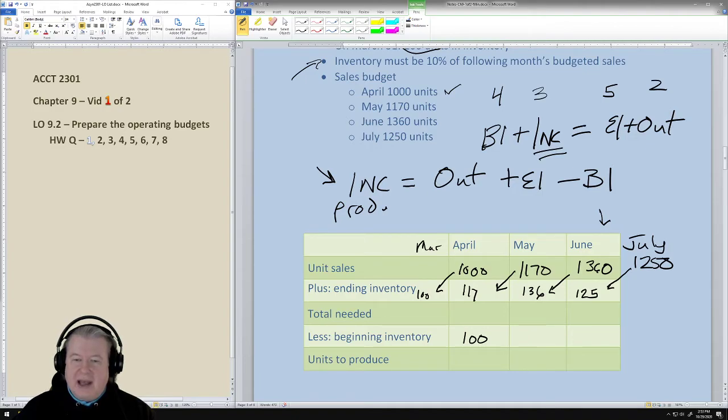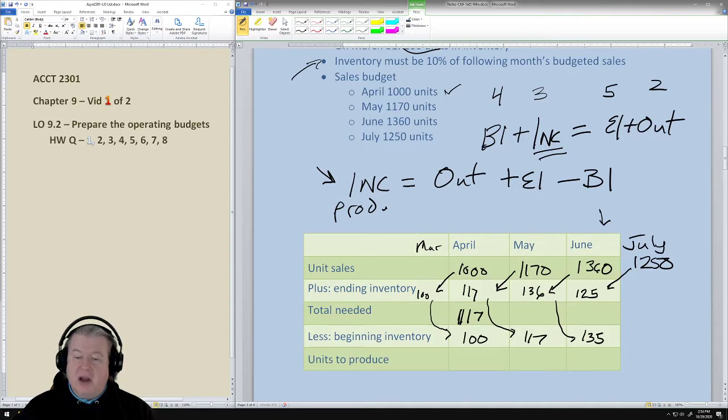Well, we can do that same thing. You notice that the ending inventory of one month becomes the beginning inventory of the next month. So we can put this here as 117, and this is 136. So really what you're seeing is you're going to make as many items as you're going to sell, plus or minus some inventory adjustment, right? So here you're saying your total needed is 1117, sorry.